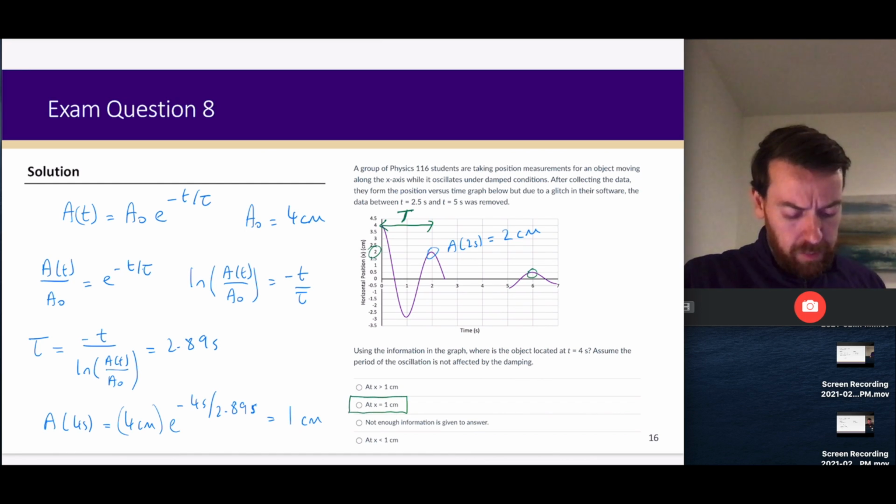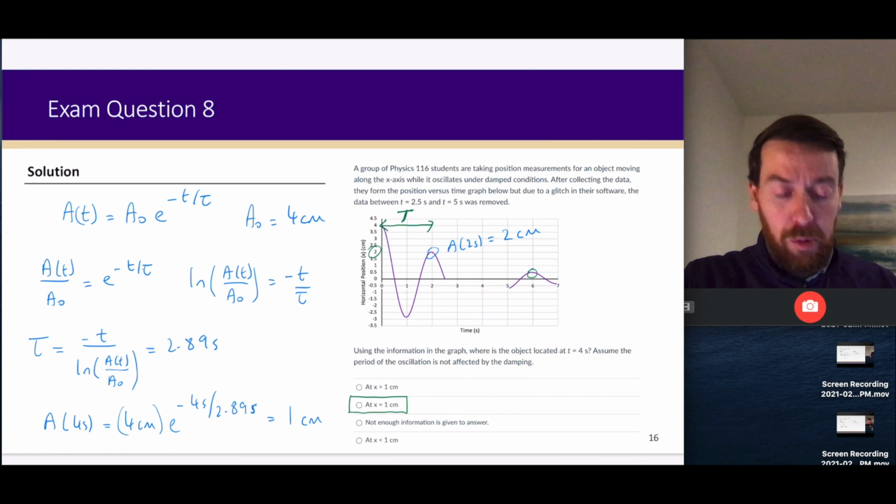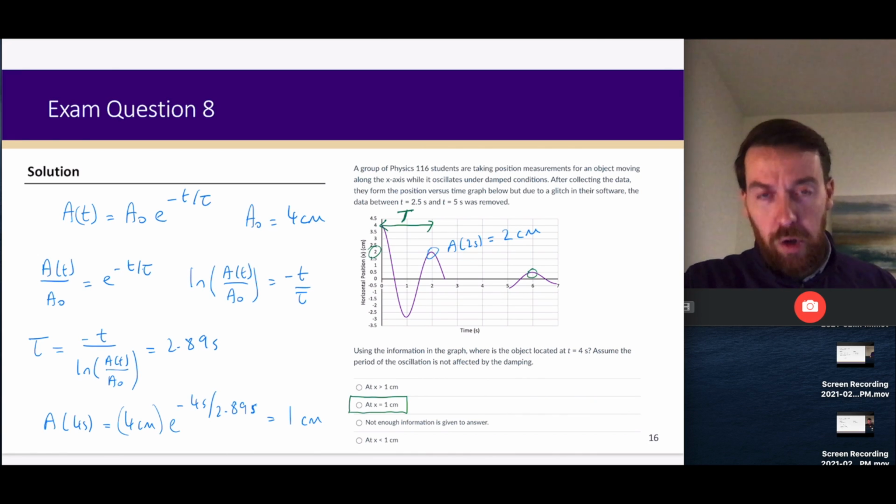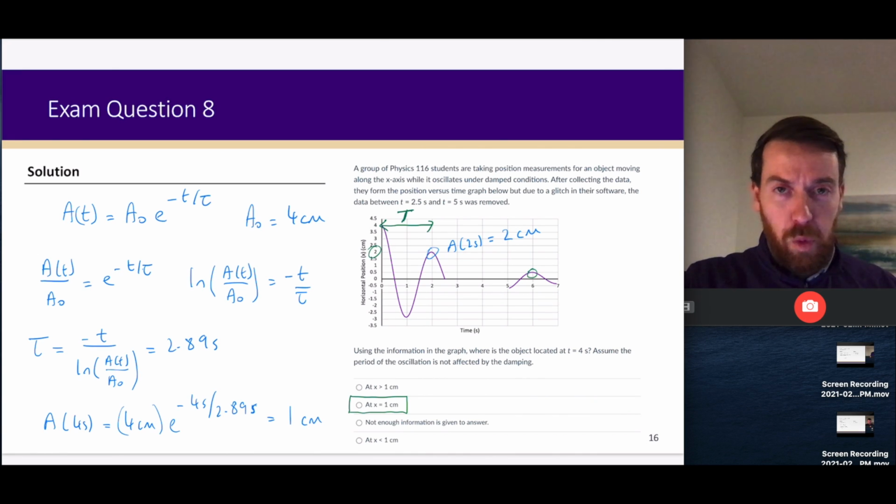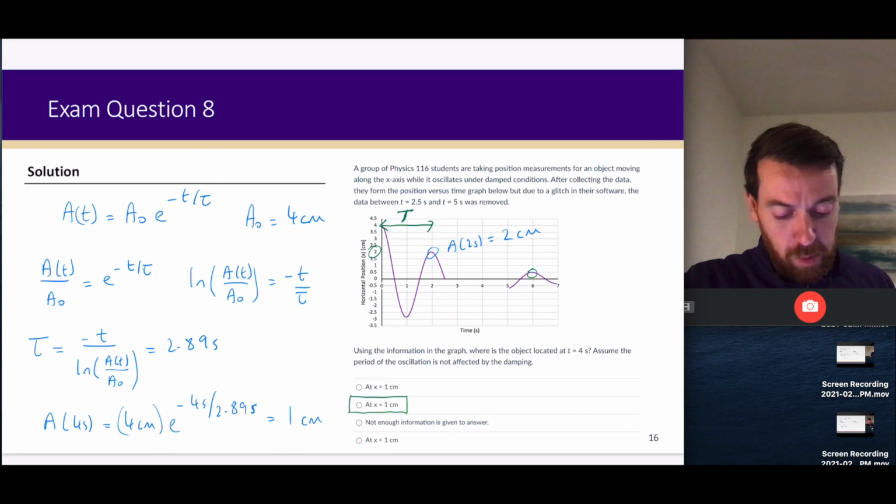And I think in the second version it's also at the same spot, I think it was 0.5. I just can't exactly remember the values, but it's of course the exact same method. I just changed the numbers slightly in the other version. But you can go through the same process. You can use one of the peaks to find the value of tau, knowing that you have this amplitude at that particular value, assuming again that we're told the period is not affected by the damping. That's not necessarily true, but we'll just make that assumption for this question.